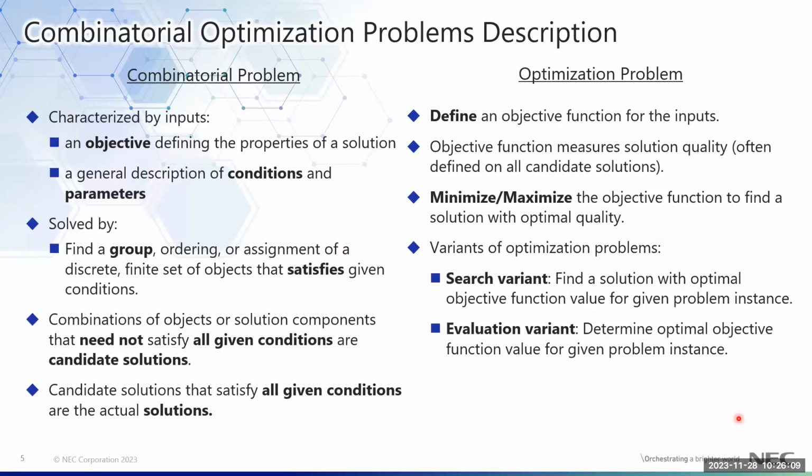So a combinatorial optimization problem is where you are trying to optimize the combination, the combinatorial problem. And how do you see an optimization problem?